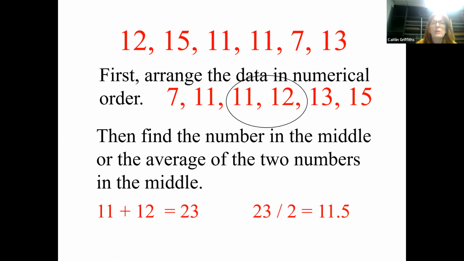So when you add 11 and 12, you get 23. Dividing by 2, the answer, or the median, is 11.5. So it's not actually one of the numbers, it's in between 2 of the numbers.